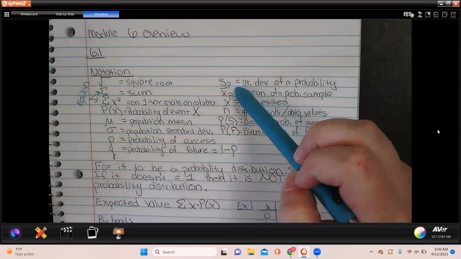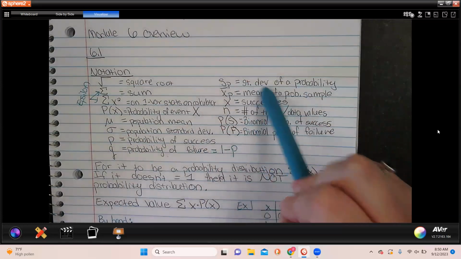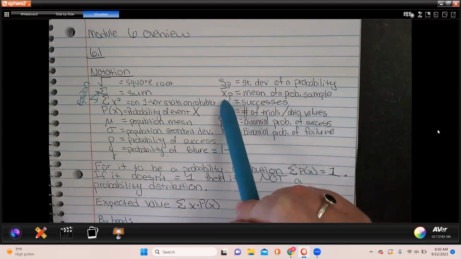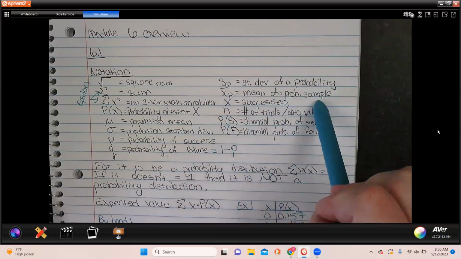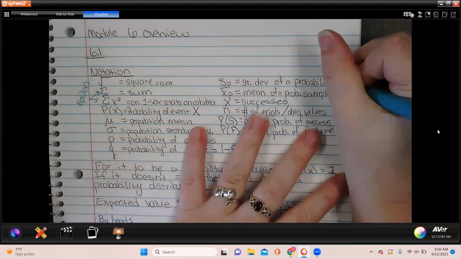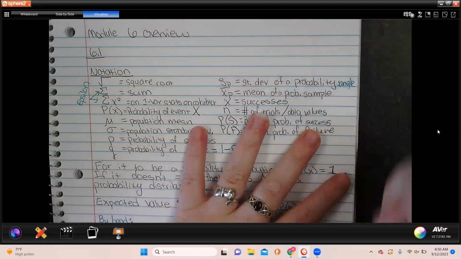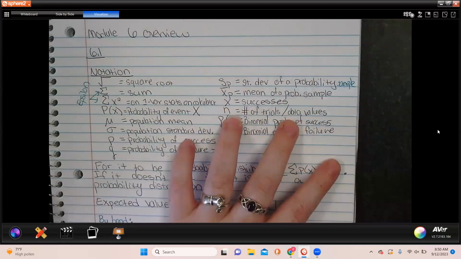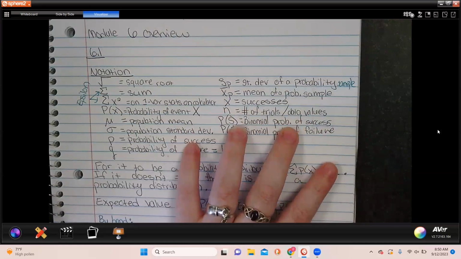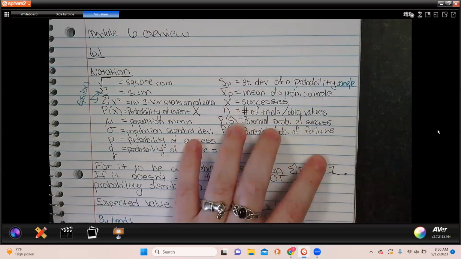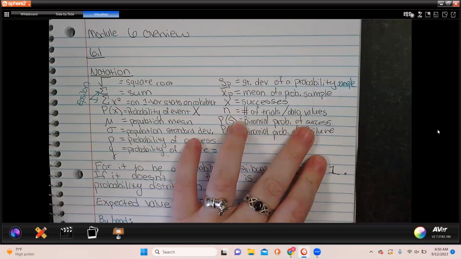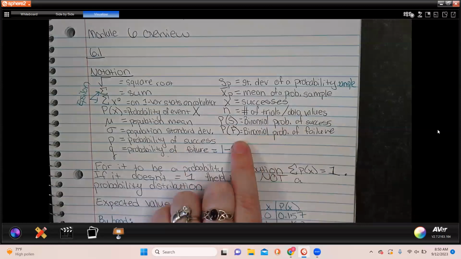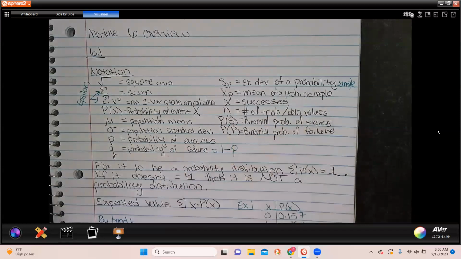Capital S with a lowercase p next to it is the standard deviation of a probability. X bar p is the mean of a probability sample. I guess I should have said this one's for a sample. X is the number of successes, however many that is. N is the number of trials or data values: how many numbers do you have? Capital P of S is the binomial probability of success. You'll know what a binomial probability is later, but for now, it's the binomial probability of success. P of F is the binomial probability of failure.